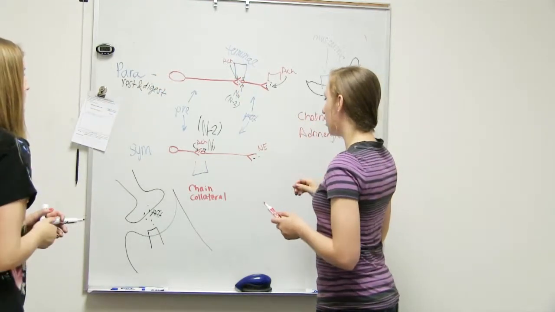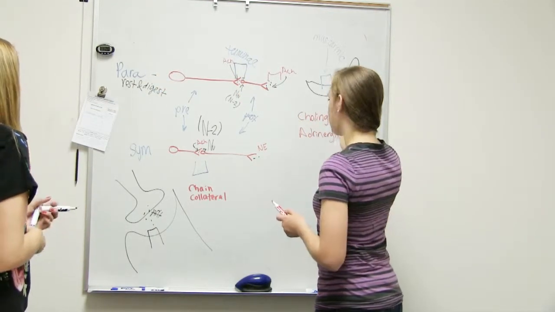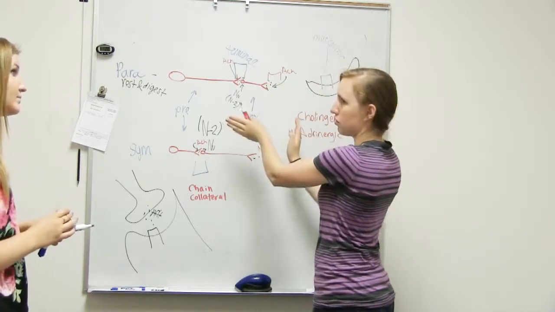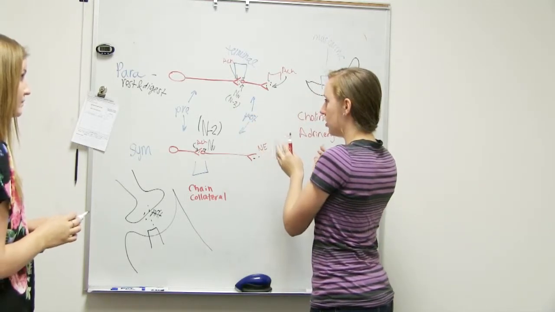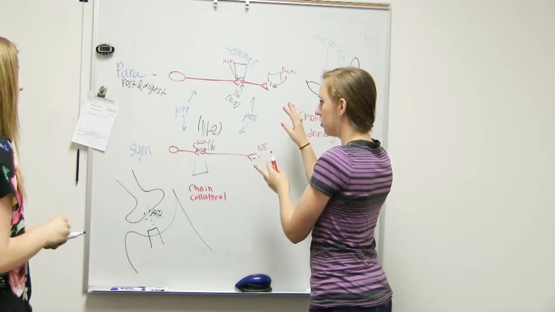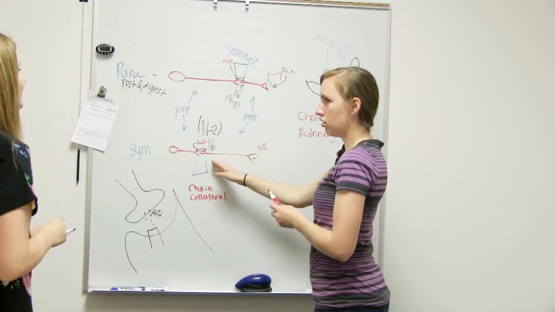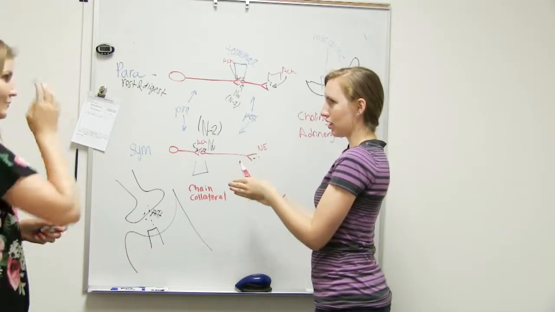So that's muscarinic. Muscarinic is with the parasympathetic. And then nicotinic is for both, for the acetylcholine. The preganglion connects to the postganglion.